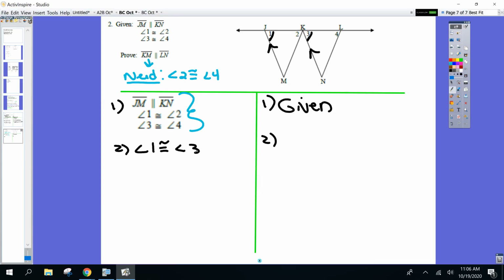What's the reason? Parallel lines. I got to start with parallel lines now, right? Parallel lines imply corresponding angles congruent, just like we did over the weekend. Okay, remember, I need 2 and 4 equal somehow. You think we can get there?